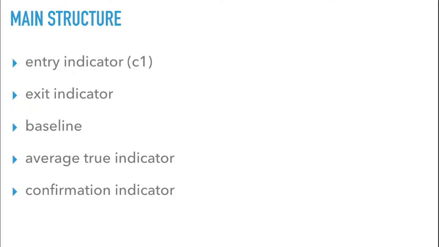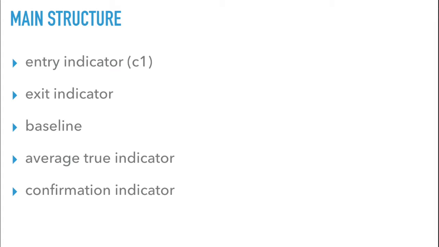So let's get started. First off, the main structure is that we have an entry indicator, an exit indicator, a baseline, an average true range indicator, and the confirmation indicator. The entry indicator tells us when to go long or short. The exit indicator tells us where to exit, and the baseline tells us in what direction we trade.